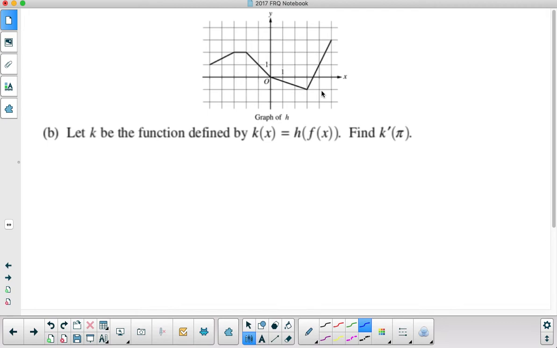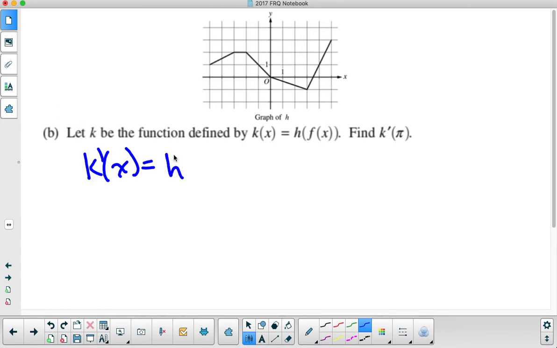Okay, so k is this function right here. This is chain rule. This is just a chain rule function or a chain rule problem. Find k prime. So first thing we want to do to find k prime is take the derivative.